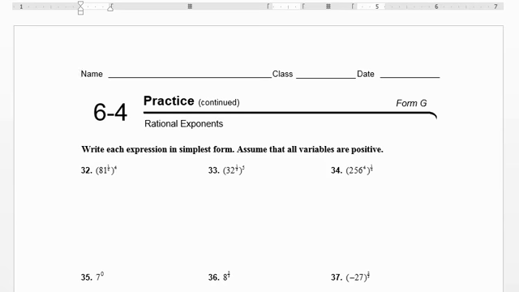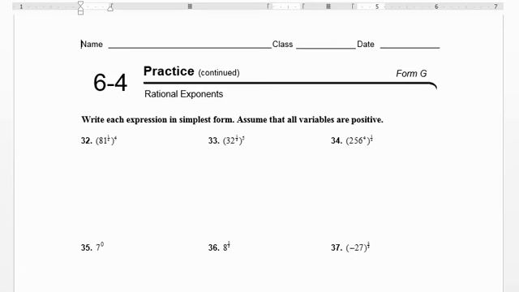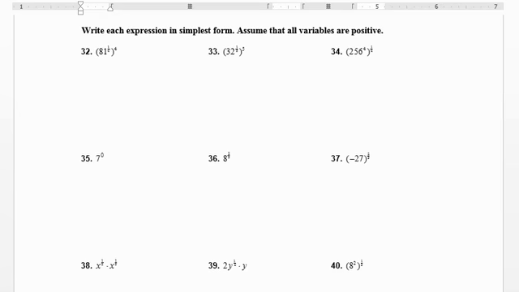Here's a look at your homework assignment for this lesson. You're going to write each expression in simplest form, and pretty much self-explanatory.